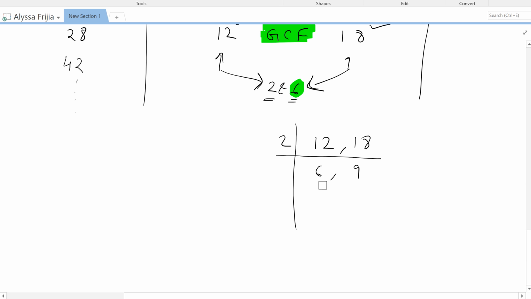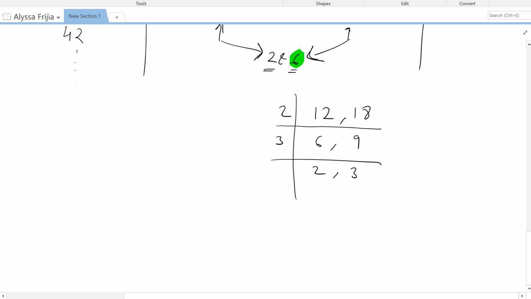Now, what is common in them? Which common factor still exists between 6 and 9? 3, right? 3 is common. 3 divides both of them, so we divide both of them by 3. You see that? I'm dividing them at the same time. I divide 6 by 3, I get 2. I divide 9 by 3, I get 3.